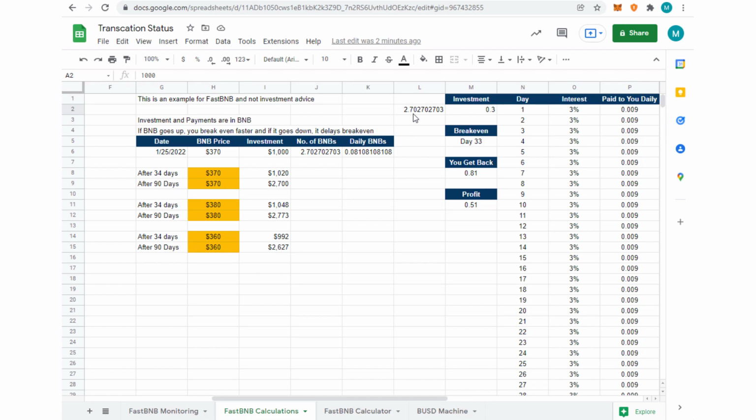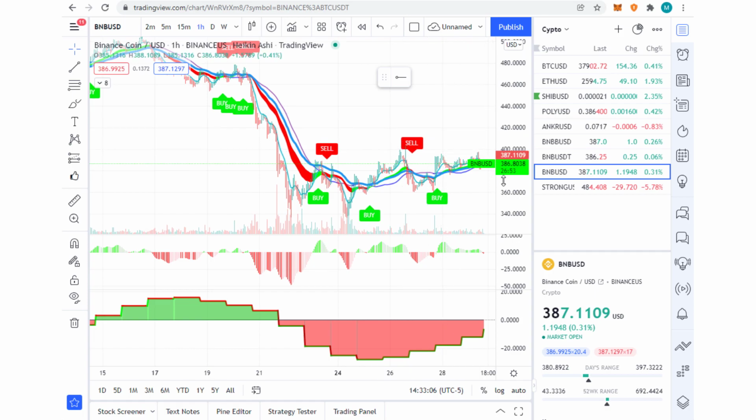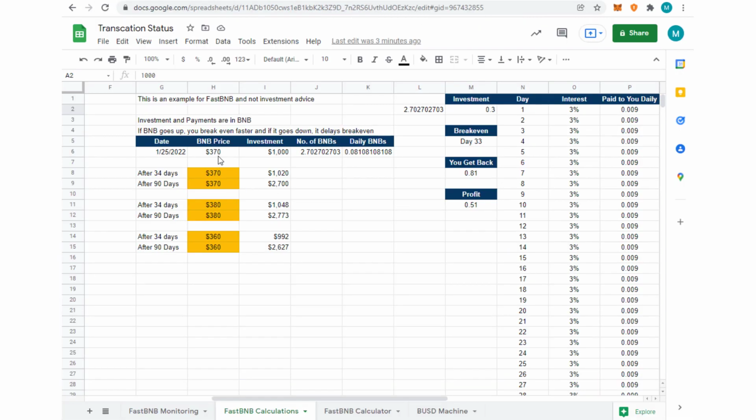2.7 BNB. Now assume right now we just checked the price of BNB has gone to 386, right? If you look at my chart here, it says 386.8. And so what that really means is basically $16 more. So when you convert your 2.7 BNB, you're going to eventually get more than $1,000 anyway, because of the price of the BNB going up.